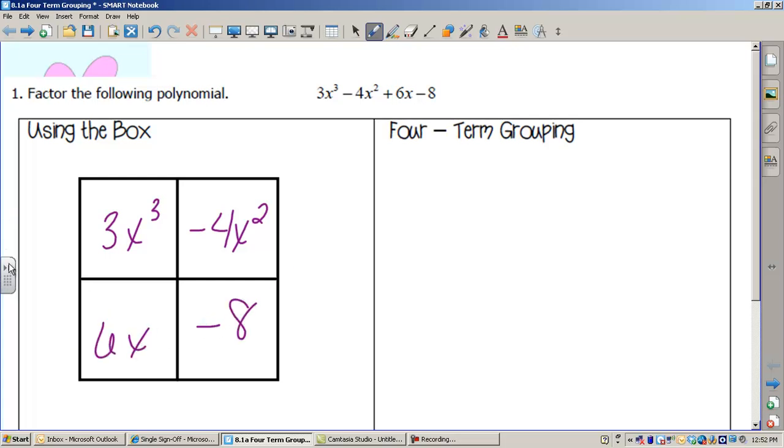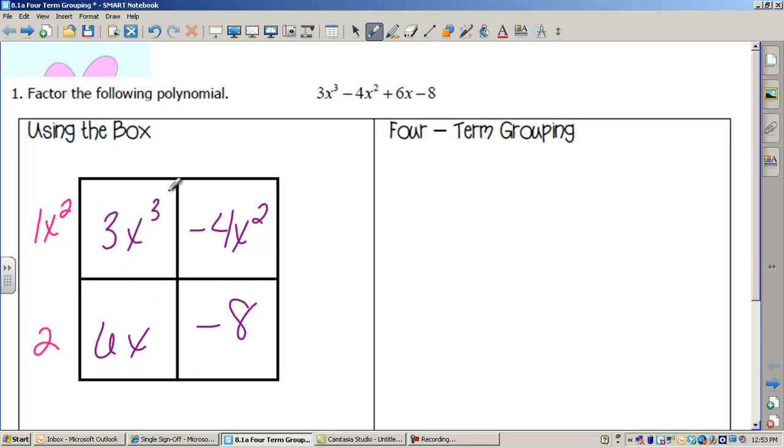And then I'm just going to go through here and pull out the greatest common factor row by row and column by column. So this row right here, 3x to the third and negative 4x squared. Well, the greatest common factor for 3 and 4 is just going to be a 1. And for x cubed and x squared is an x squared. That's what they have in common. Now this bottom row, I have 6x and 8. The greatest common factor between 6 and 8 is always going to be a 2. This 2 will go into both of those numbers.